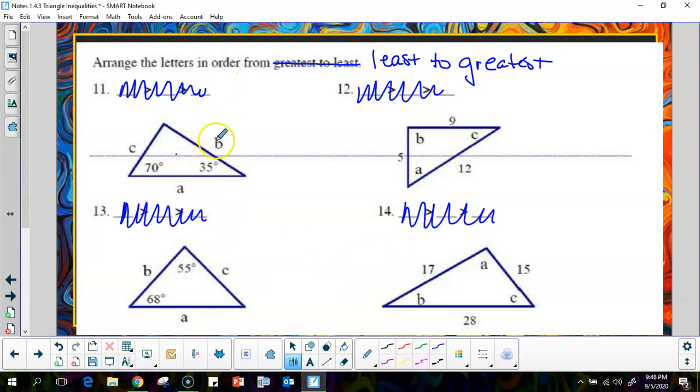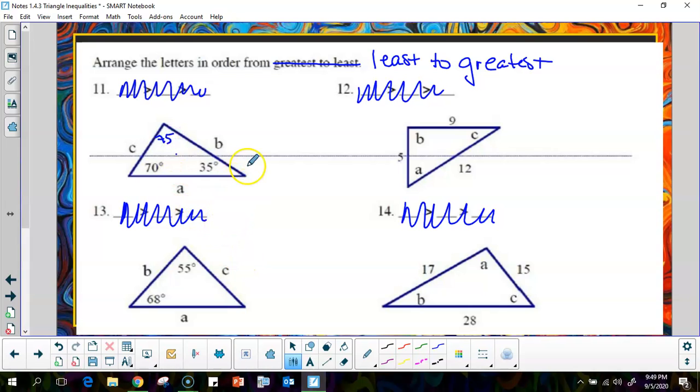So let's do this. Let's look at number 11, and let's figure out what this third angle is going to be. I'm going to get my calculator out again. I'm going to add the 70 plus the 35, that's 105, and then subtract that from 180, that is 75. So that means this angle right here is 75 degrees.